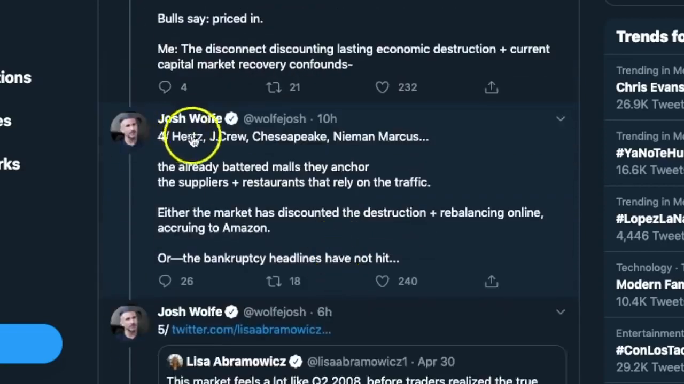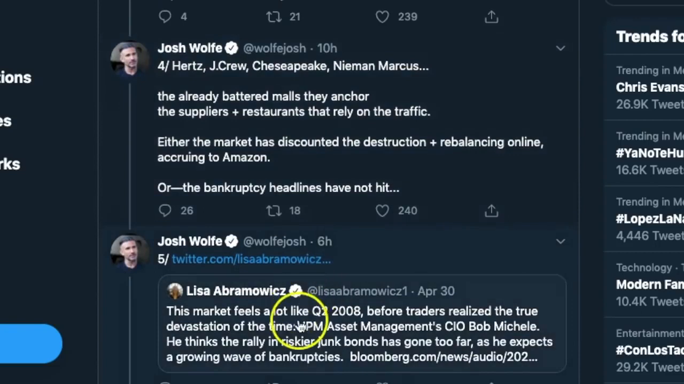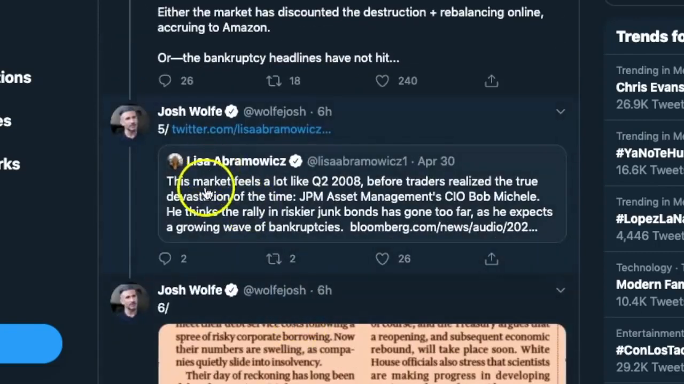Think about it. Hertz, J. Crew, Chesapeake, Neiman Marcus, they are already battered, and so are the malls they anchor, and the suppliers and restaurants that rely on their traffic. Either the market has discounted the destruction, plus rebalancing online occurring to Amazon, or the bankruptcy headlines have not yet hit, and they are coming. Think about it. This was in response to a tweet where Lisa said that the market feels a lot like Q2 in 2008, before traders realized the true devastation of the time.